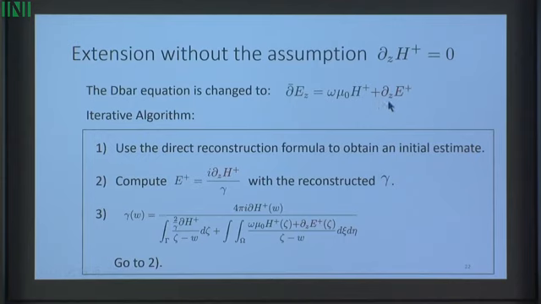So let's substitute this value into here and then solve this d-bar equation again by using the generalized Cauchy formula. Then the value of gamma is renewed. So we substitute this value into here and iterate steps 2 and 3 to have a true gamma value in the 3D case.